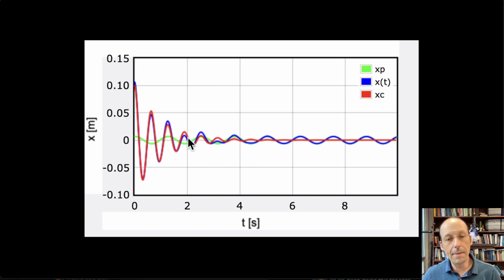And I made this so that the frequencies were different. The driving frequency and the characteristic frequency are different. And we're going to look at resonance in another video, but not today. Now, another way to look at this is with phase space.